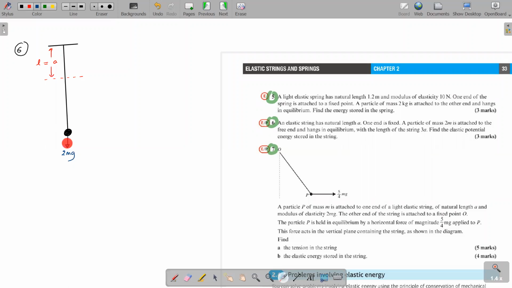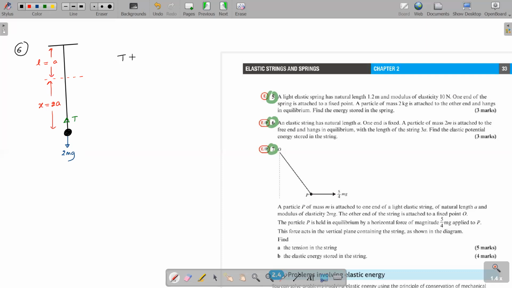If the entire length of the string is 3a, what do we have to say about the extension? If the complete length of the string is 3a, what is the extension? Extension must be 2a. And then over here, you have the tension again. They say it's in equilibrium, which means tension must be equal to the weight.